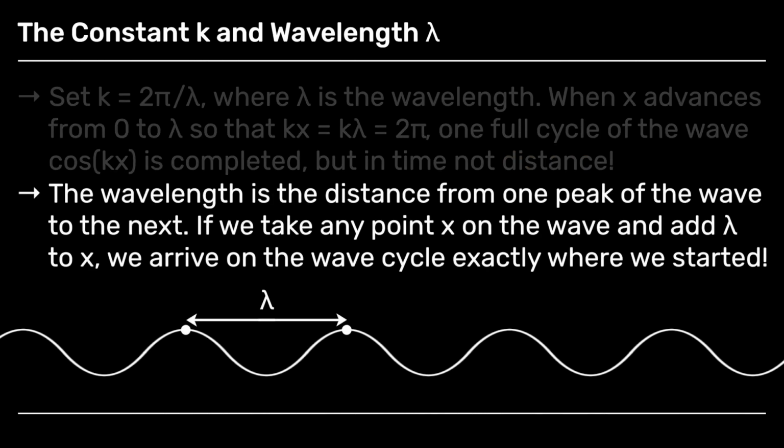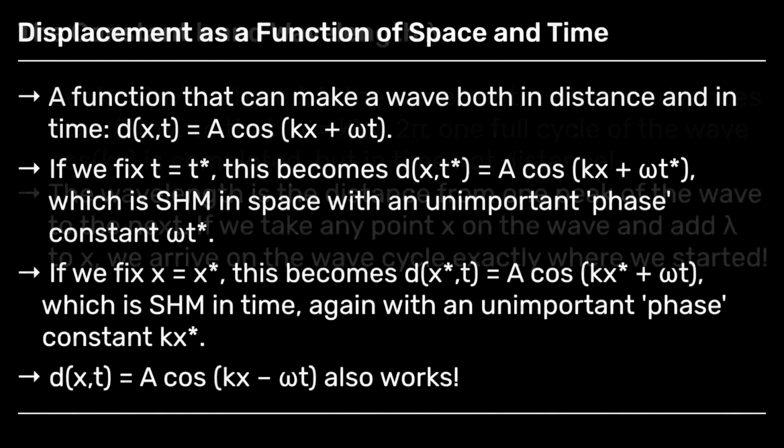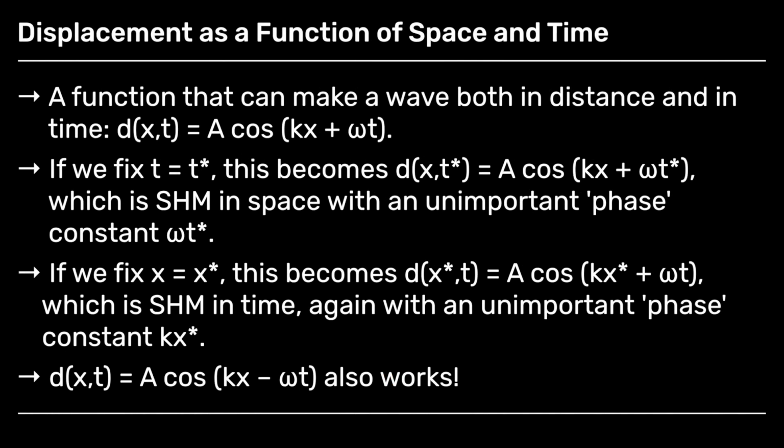You see on the diagram in front of you one wavelength, the distance from one peak to the next. Now, of course, we can take any starting point, let's call it x, it doesn't have to be the peak. When we add lambda to x, our starting point, we arrive on the wave cycle exactly where we started, at the same phase. Now here is a function that can make a wave both in distance and in time, all at once.